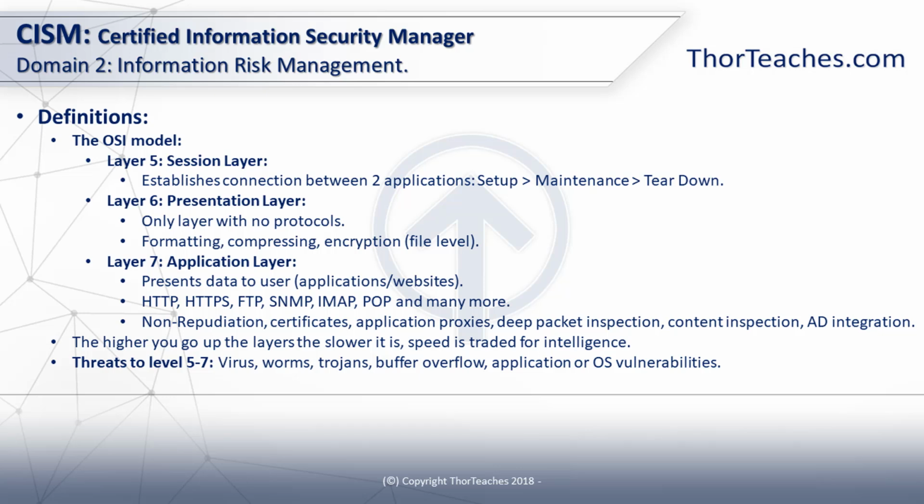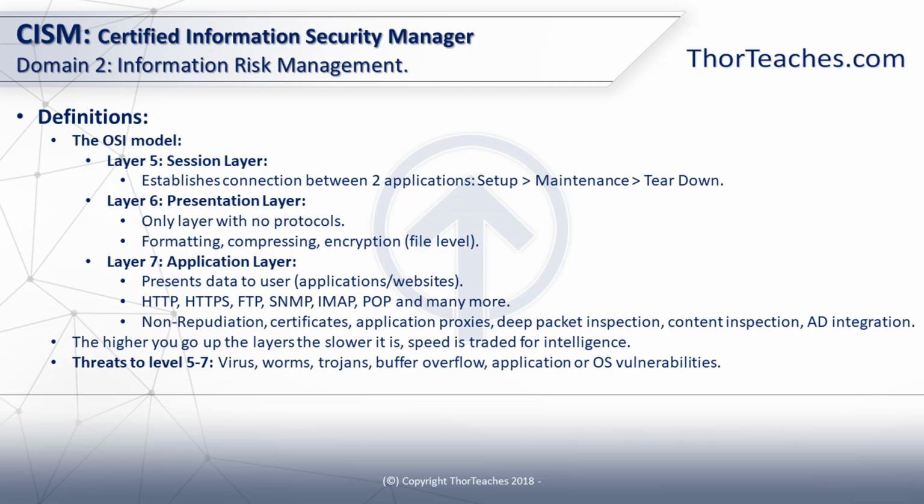And then finally layer 7, the application layer, that's the layer that we see. That's where all the data is presented to the user. That could be the applications or the websites. That means it has all the application layer and the user protocols. This is where HTTP or HTTPS lives, because our website is on this layer. FTP, SMTP, IMAP, and POP are email protocols. All those happen on this layer.